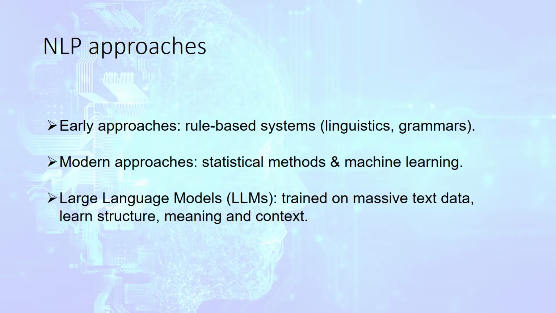The earlier approaches, even from the 1950s of the previous century, were basically rule-based systems, which included some rules based on linguistics and grammar. But modern approaches basically use statistical methods and especially machine learning, and of course deep learning. And now very popular are so-called large language models, LLMs. These are machine learning models which are trained on massive text data, on gigabytes or even terabytes of data, due to which these models can learn the structure, meaning, and context of human language.